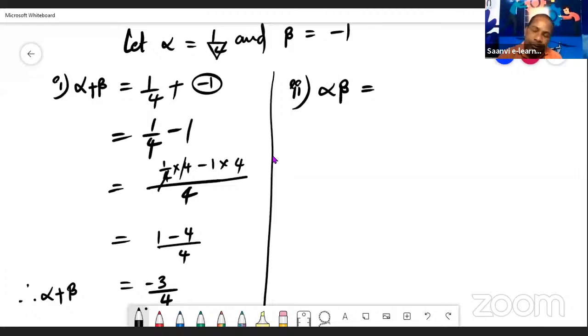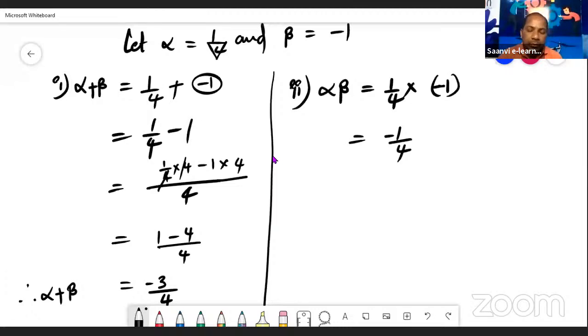Okay. Product of the zeros means alpha into beta. That is equal to. What is the product of the zeros? One is 1 by 4 into another one, which is minus 1. Okay. So now multiply them: 1 into 1, 1. Minus 1, the minus symbol is also there. It means minus 1 by 4. Okay. So the product of the zeros, alpha into beta, means minus 1 by 4.